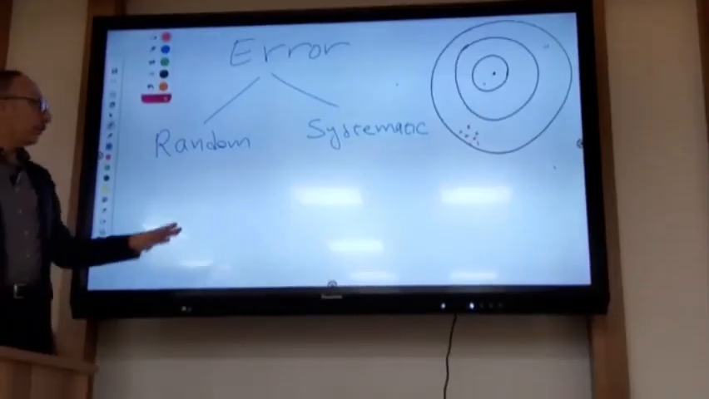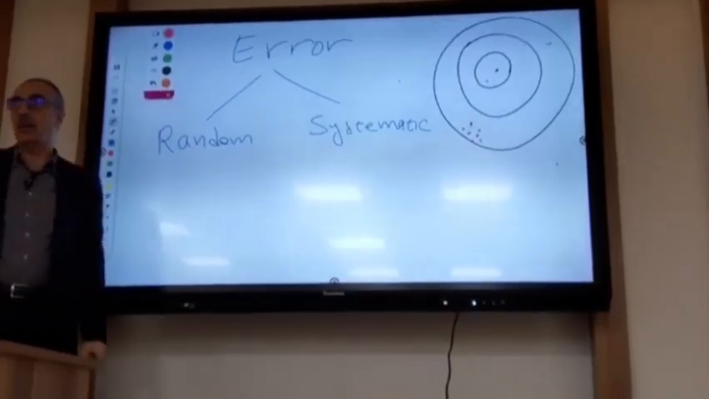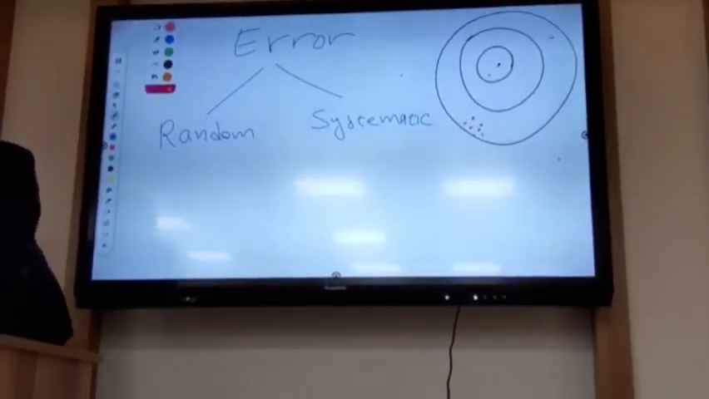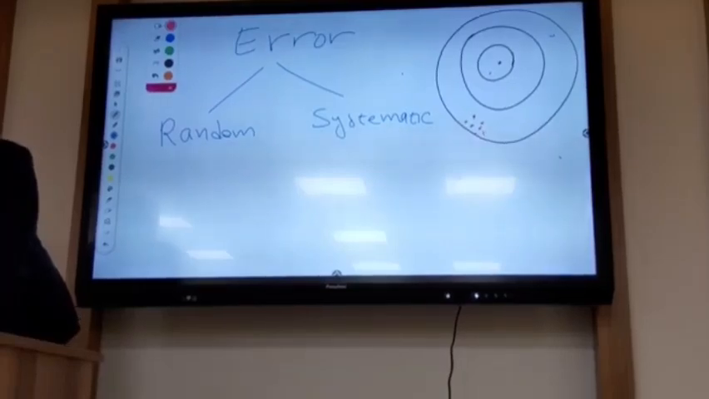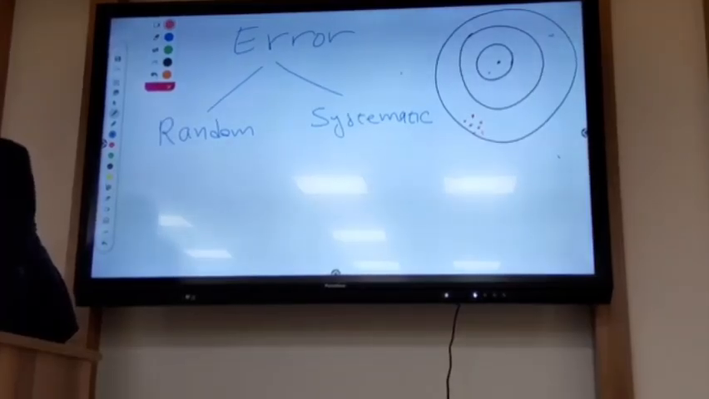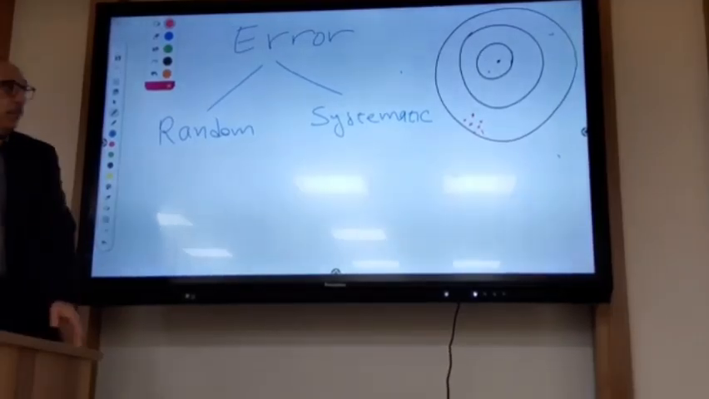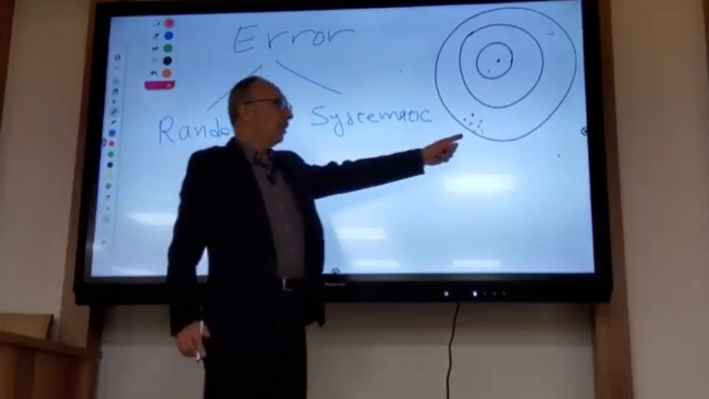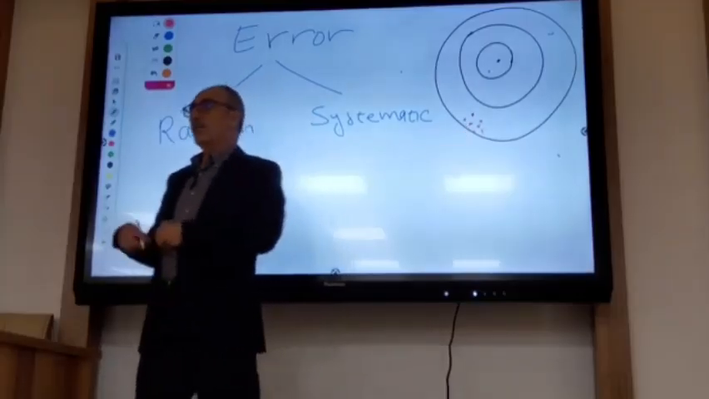So we have two types of error. Random errors are errors that the direction is not constant. The direction of the difference between our observation and the reality changes if we repeat the experiment. But in systematic error, we have the same direction.